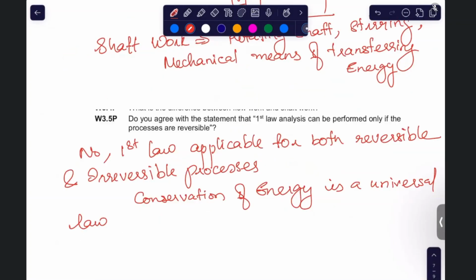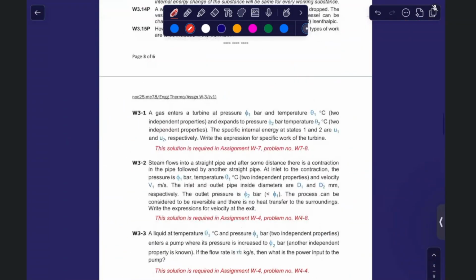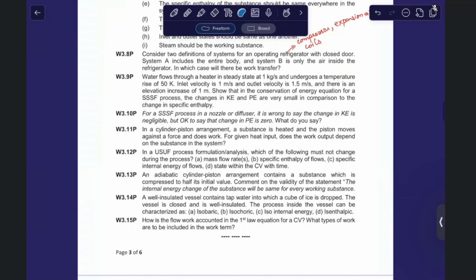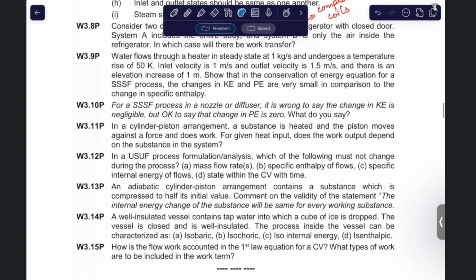Next question, question number 10. For a steady state flow process in a nozzle or diffuser, it is wrong to say the change in kinetic energy is negligible, but okay to say that change in potential energy is 0. Why? Okay, so here itself I'll explain. It is wrong to say that change in kinetic energy is negligible, but okay to say that change in potential energy is 0.